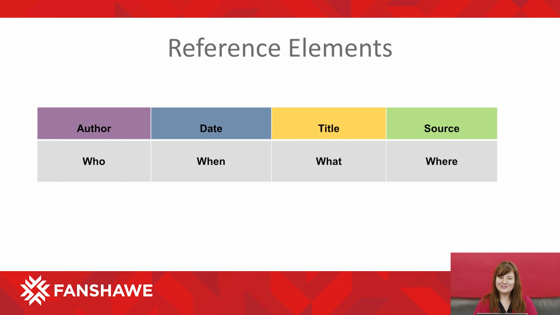When you go to create your individual reference entries, there are four main elements that go into all of the references. The author, date, title, and source elements. These answer the questions: who wrote it, when they wrote it, what it was, and where the reader can find it.